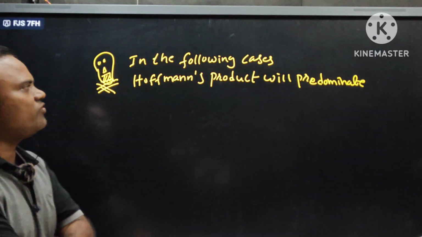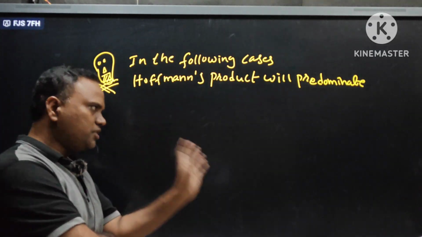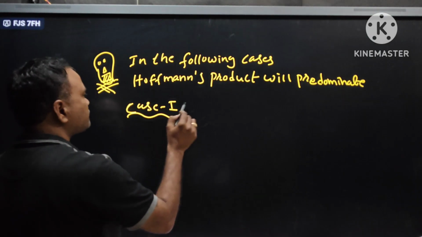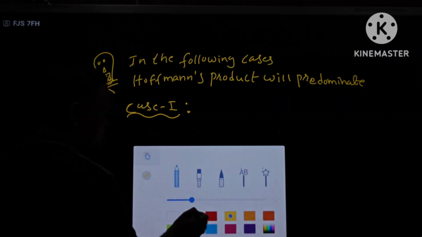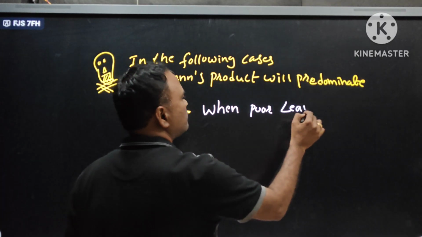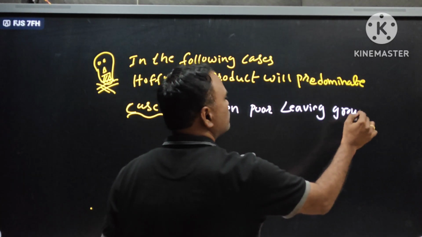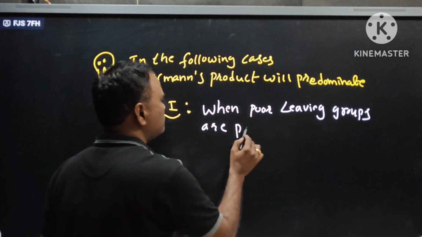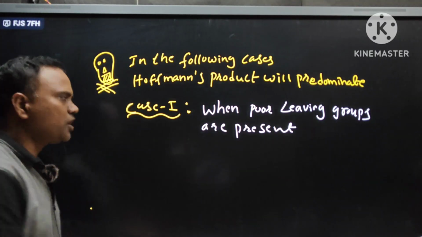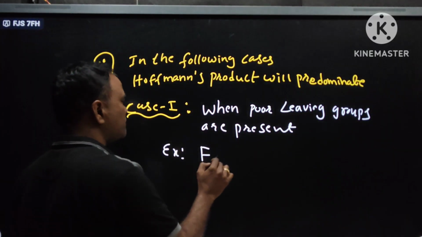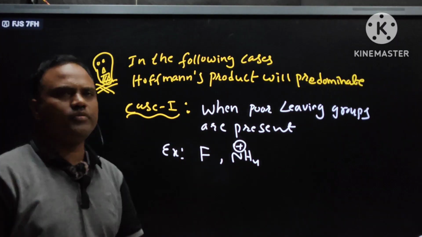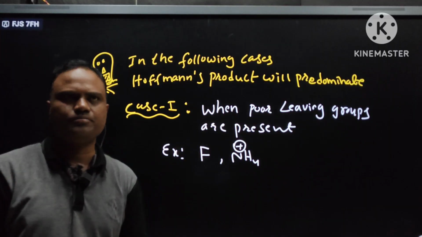In the following cases, Hofmann's product will predominate. They will give questions based on this only. What are the following cases? Case 1: when poor leaving groups are present. This is most important in elimination. What are poor leaving groups? For example, fluorine is a poor leaving group, NH4 positive is a poor leaving group, and generally fluorine will come mostly.